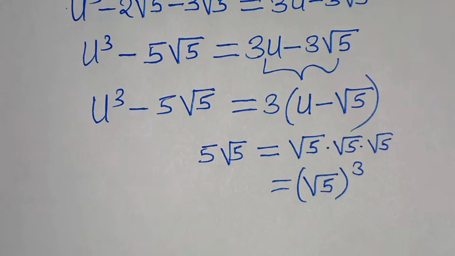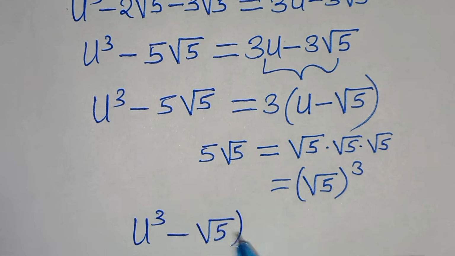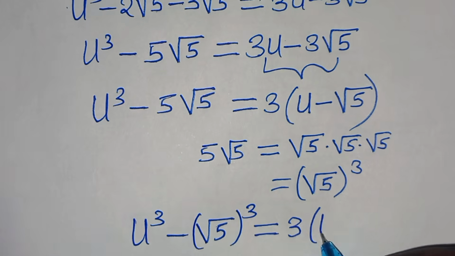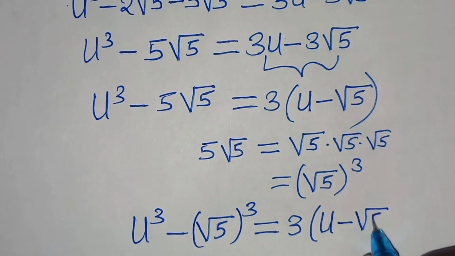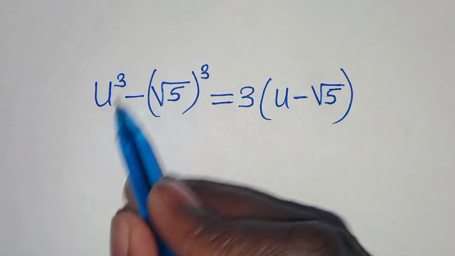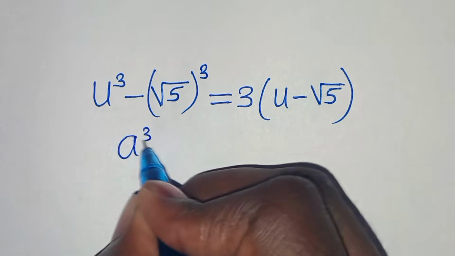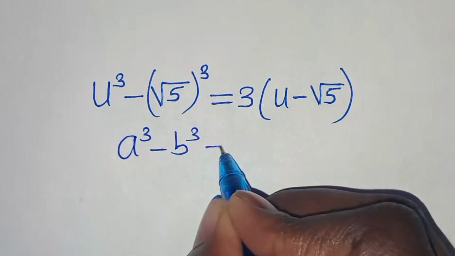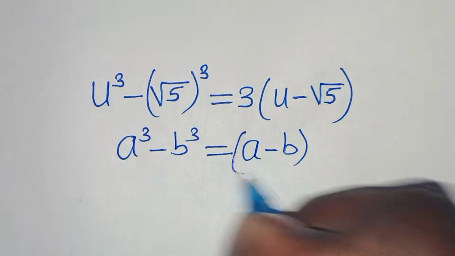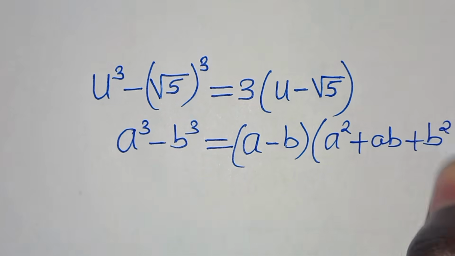And this means that we have u to the power of 3 minus square root of 5 raised to the power of 3. This is equal to 3 into the parentheses u minus square root of 5. Now we have that u to the power of 3 minus square root of 5 to the power of 3 is in the form of a to the power of 3 minus b to the power of 3. This is the difference of two cubes that we can express as a minus b, a squared plus ab plus b to the power of 2.